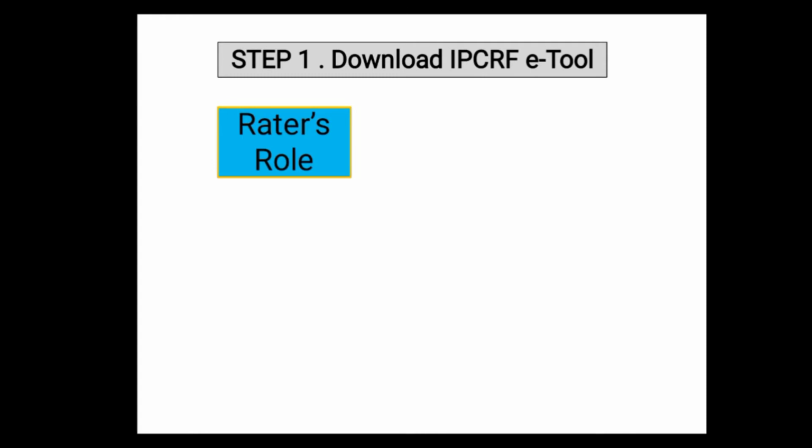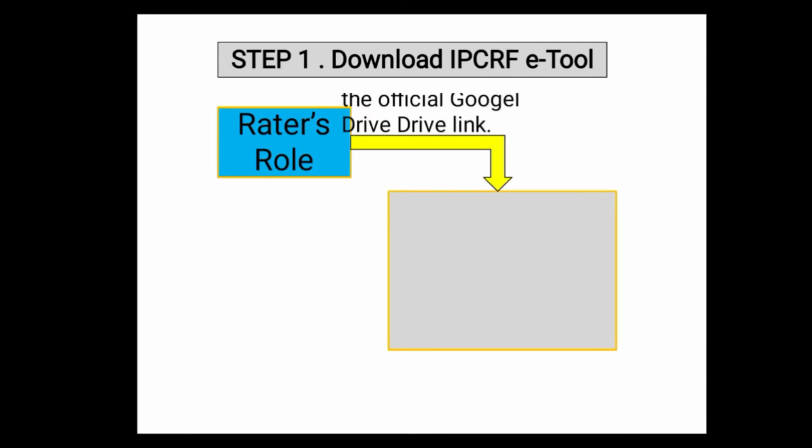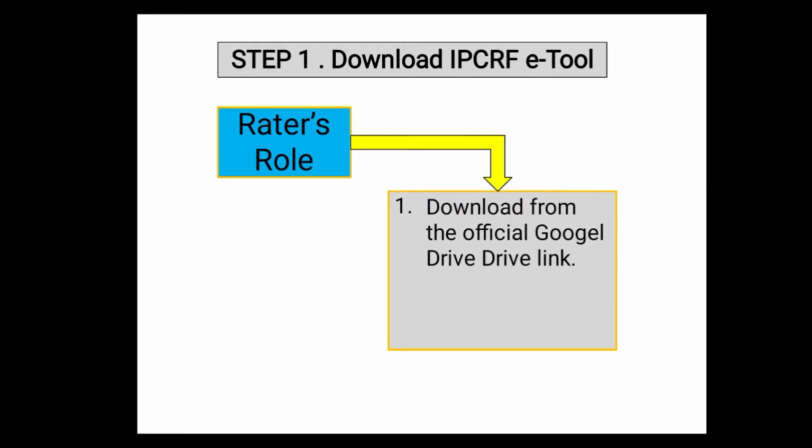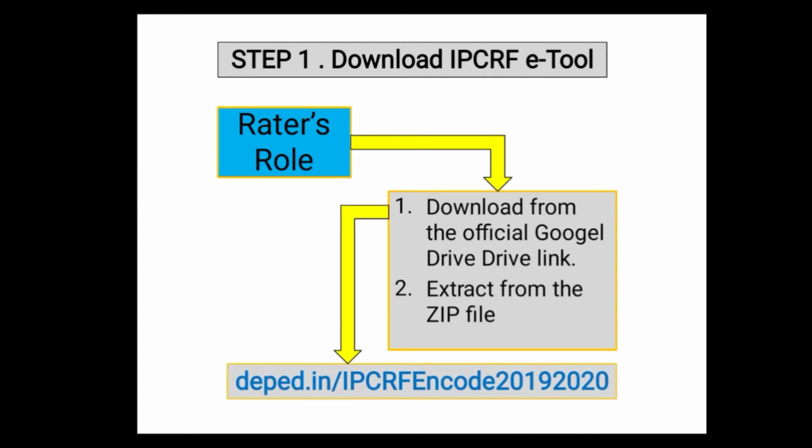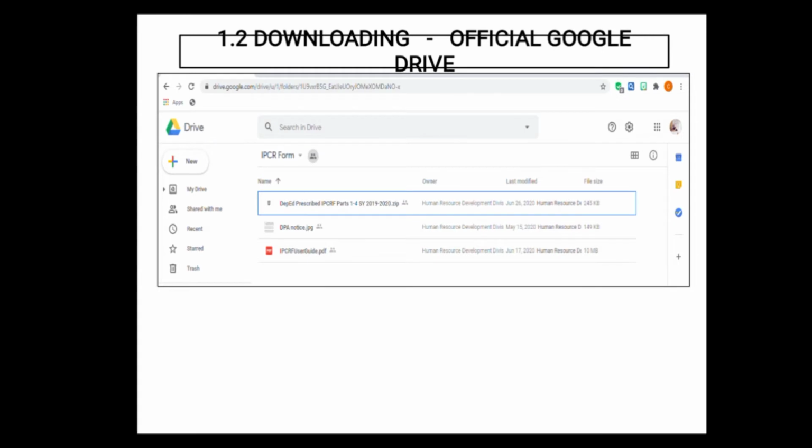Okay, let's start with step 1, download IPCRF e-tool, which is the role of the rater. Number 1, download from the official Google Drive link, and then extract the file from the zip file. Take note of the official Google link, which is deped.in/IPCRF encode 2019-2020. You have to be careful of this link because omission or changing some of the characters in the link will lead you to some errors.